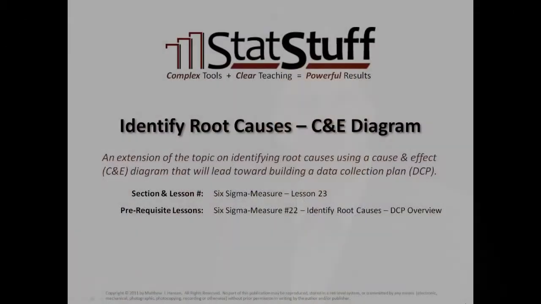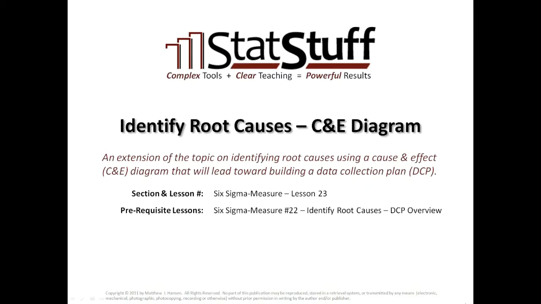This lesson is part of an extended discussion on identifying potential root causes for eventually building a data collection plan, or DCP. In this lesson, I'll specifically be reviewing the cause and effect diagram, or C&E diagram, and how that can be used for building the DCP. So it's essential that you at least review the previous lesson that I've talked about in introducing the DCP. But for now, let's quickly review how the C&E diagram fits into this discussion on identifying the root causes.